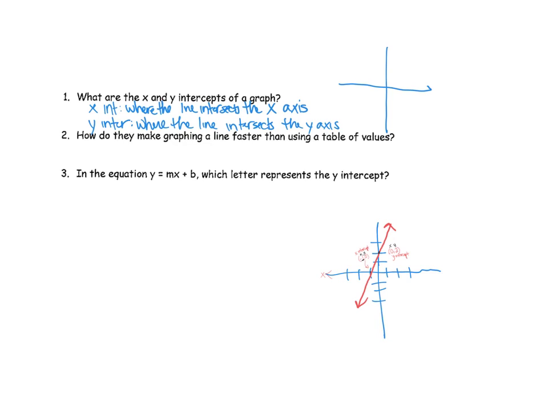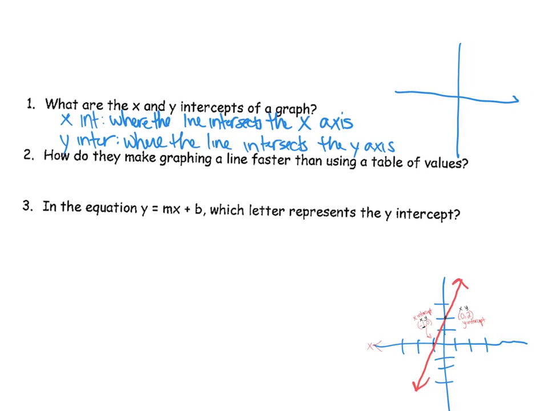Number 3, in the equation y equals mx plus b, which letter represents the y-intercept? The b. And also b is where I'm going to begin graphing. So the b means something to me. B means begin. And I'm going to say it a lot, and I'm going to be really obvious and silly about it. Begin, right?